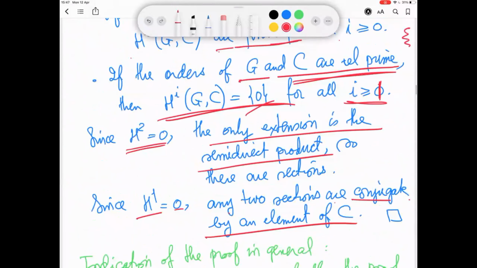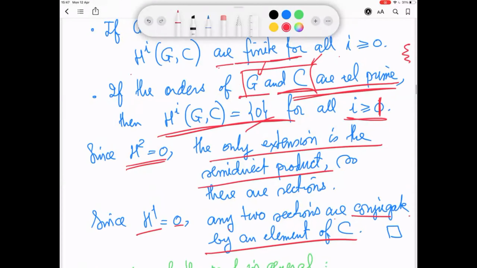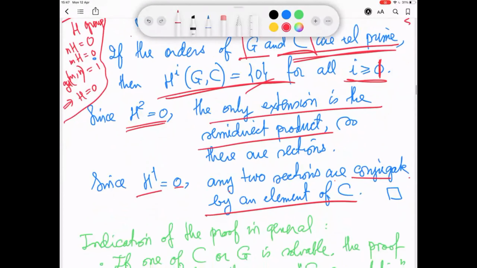Whenever these two are relatively prime, why do these H^i vanish? Because the H^i gets killed by the order of G as well as the order of C. Now, if some group H gets killed by some N and M, and M and N have GCD 1, then of course this H itself is the trivial group, right? Okay.